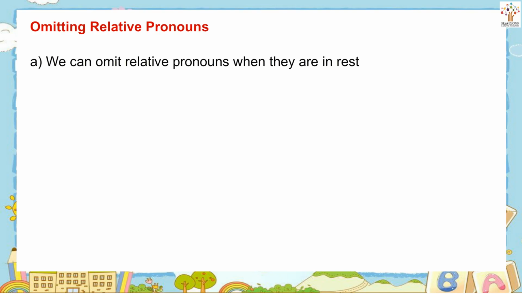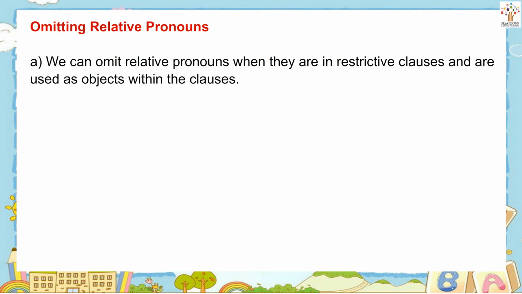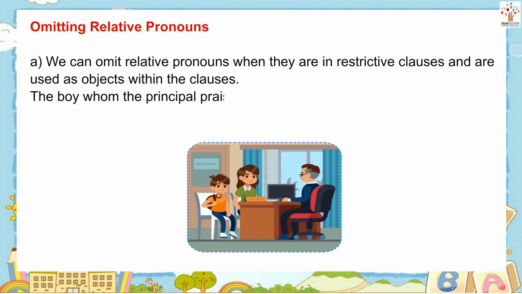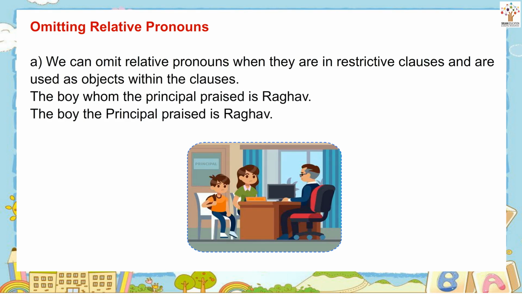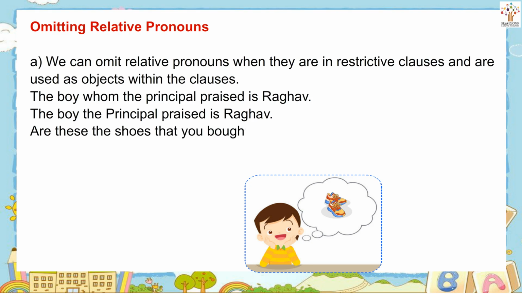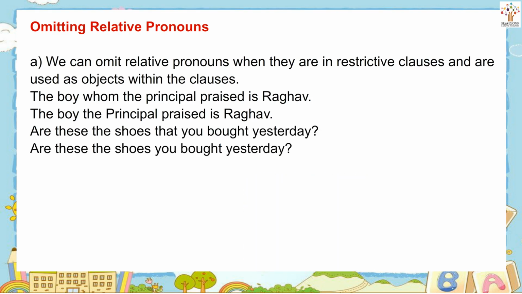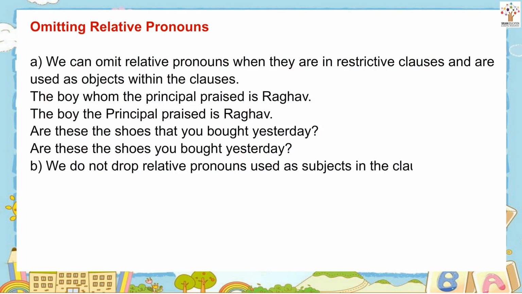Omitting relative pronouns. We can omit relative pronouns when they are in restrictive clauses and are used as objects within the clauses. The boy whom the principal praised is Raghav. The boy the principal praised is Raghav. Are these the shoes that you bought yesterday? Are these the shoes you bought yesterday? We do not drop relative pronouns used as subjects in the clause or those that are in the possessive case.